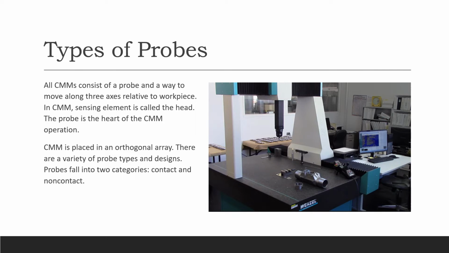relative to the workpiece. In a CMM, the sensing element is called the head, and the probe is the heart of your CMM operation, because it's critical. I'm going to draw this again for you, because without this, it's just a worthless machine. This is the most expensive, the most critical point for measurement. That's why they call it the heart. The sensing element is a very sensitive sensor.